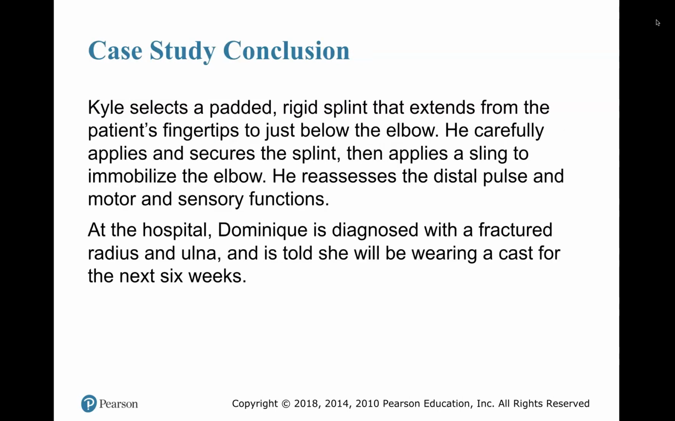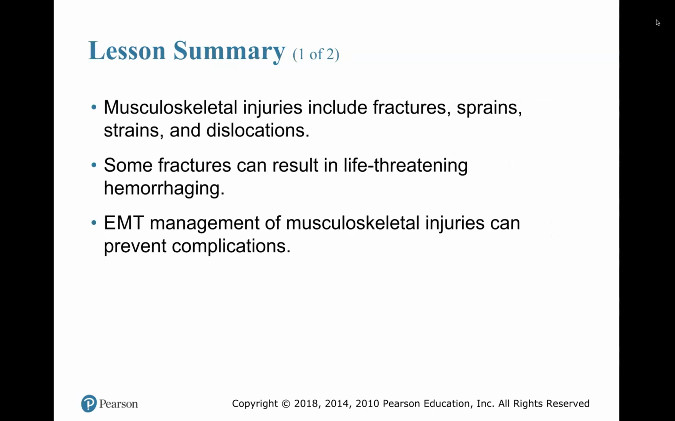All right, Kyle selects a padded, rigid splint that extends from the patient's fingertips to just below the elbow. He carefully applies and secures the splint, then applies a sling to immobilize the elbow. He reassesses the distal pulse and motor sensory functions. At the hospital, Dominic is diagnosed with a fractured radius and ulna and is told she will be wearing a cast for the next 6 weeks.